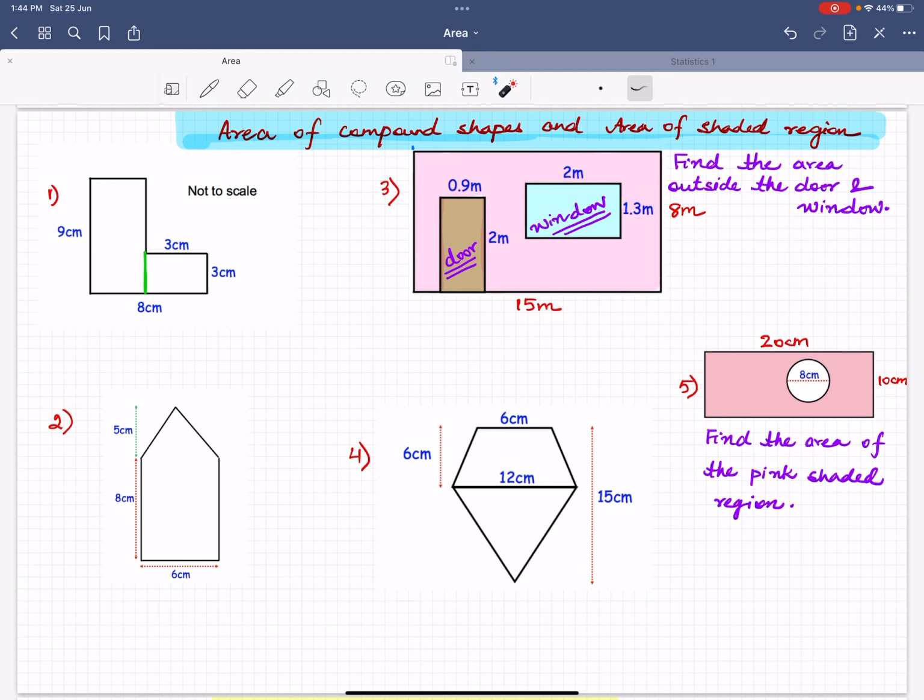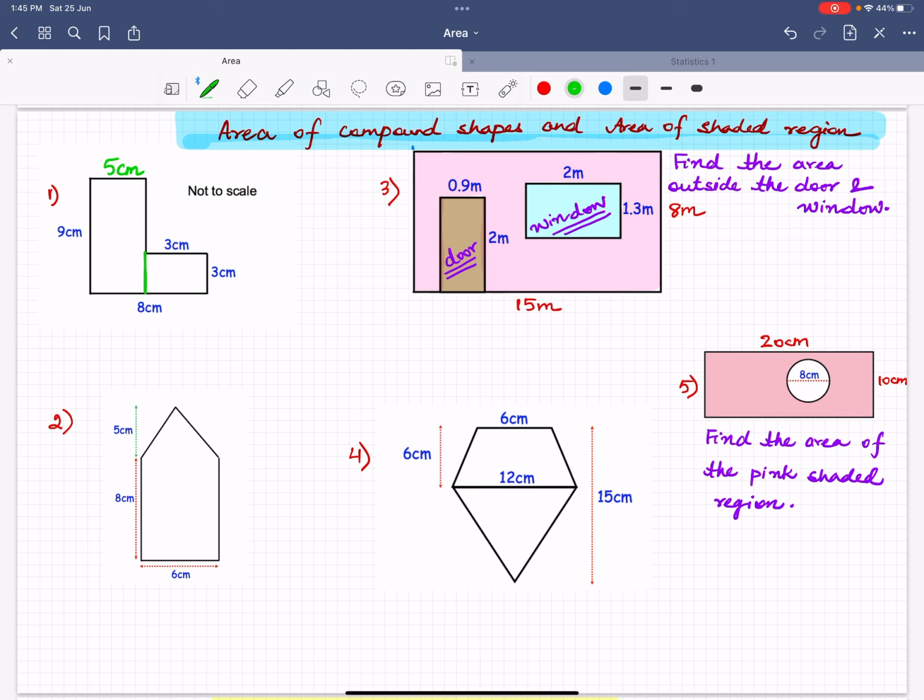Now the missing dimension is horizontal. Let us look at the complete horizontal length in the diagram. The complete horizontal length is 8 centimeters. We have another horizontal length which is 3 centimeters. From 8 centimeters, when we subtract 3 centimeters, we can find the length missing. So 8 minus 3 is 5 centimeters. Therefore, this length is 5 centimeters.